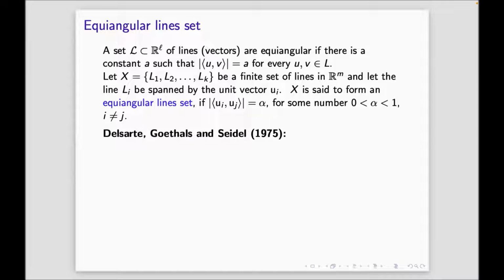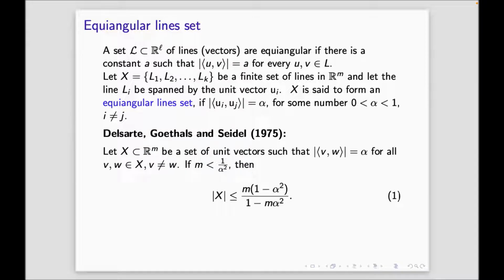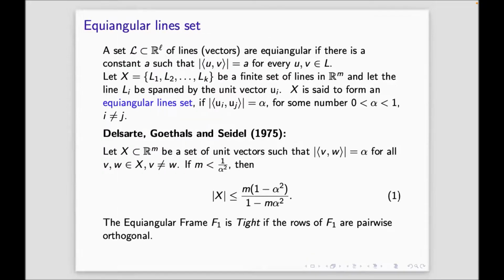An old result of Delsarte, Goethals, and Seidel in 1975 gives an upper bound for the number of lines, particularly in the case that M is less than 1 over alpha squared, where alpha is between 0 and 1. Equiangular lines are called tight if the lines span the space. A frame is called flat if the entries are all of the same absolute value.